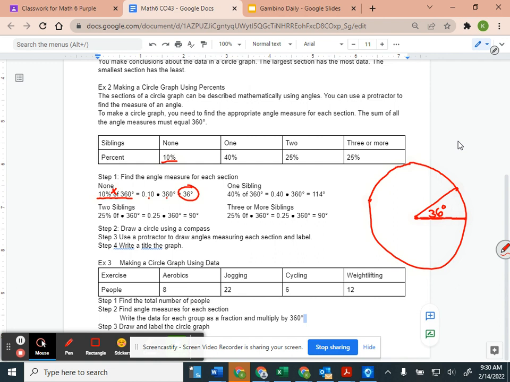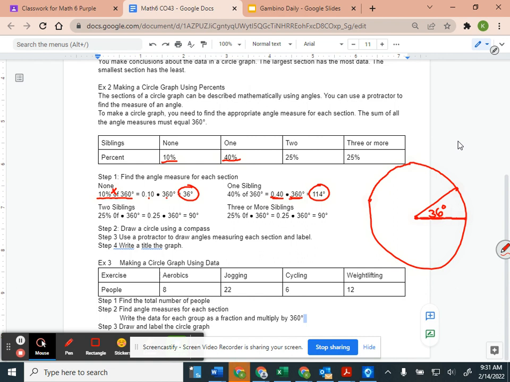Our next one is one sibling. One sibling is 40%, but I can't put a percent with a protractor. How do I find out what degrees 40% is? The same way I found out from 10%. What do I have to do, Brielle? Multiply that 40%, 0.40, by 360. When we multiply those two together, we get 114 degrees.